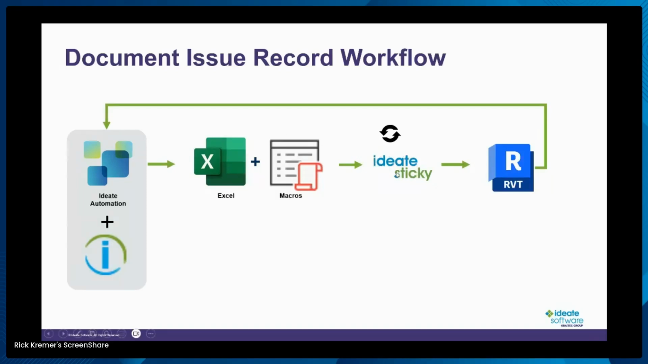Then we're going to use Ideate Sticky. Ideate Sticky takes the information from Excel and places it into Revit. Within Ideate Sticky, we can turn on the auto import. This will go through and bring in that information automatically. And then to bring it all together is the green line of automation. We can automate this task to run on any type of schedule that we want, giving us up-to-date information all the time. We can even run it overnight when no one's even working. I got to tell you, this is really, really nice.